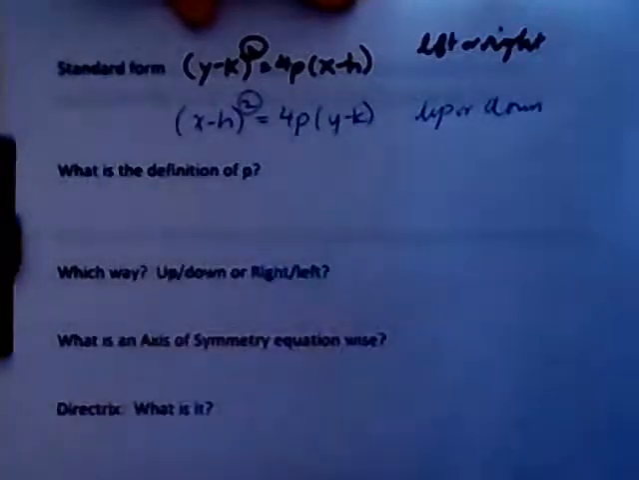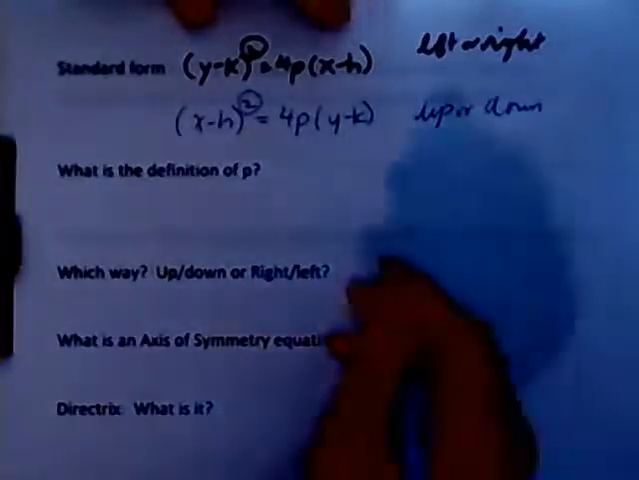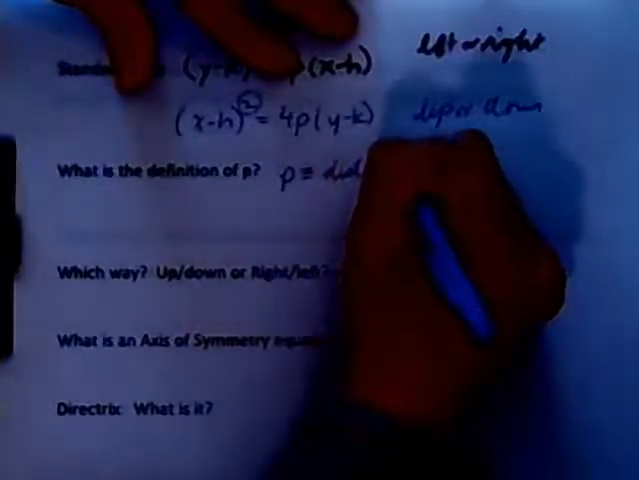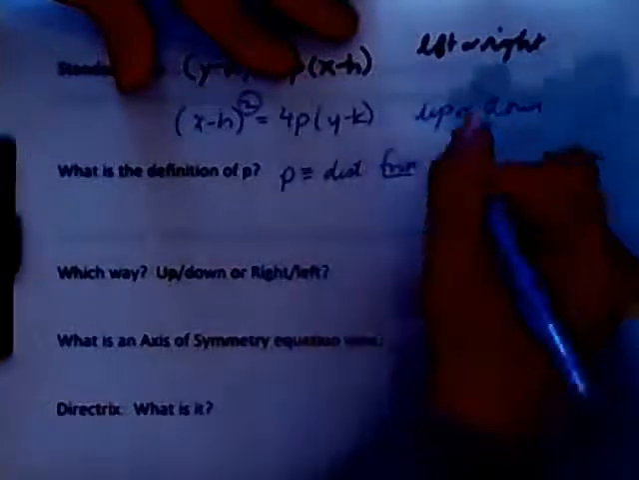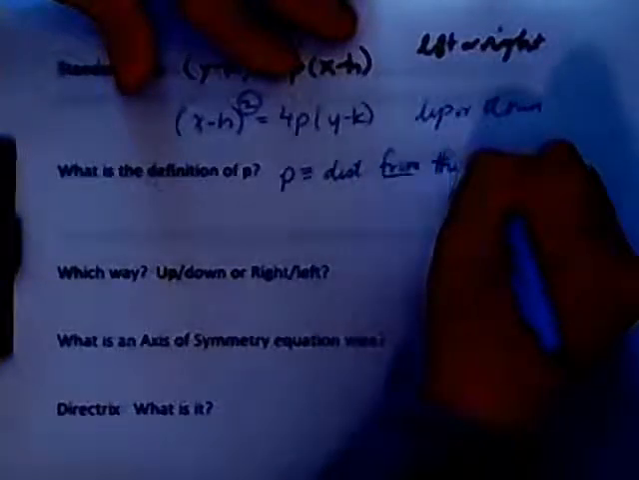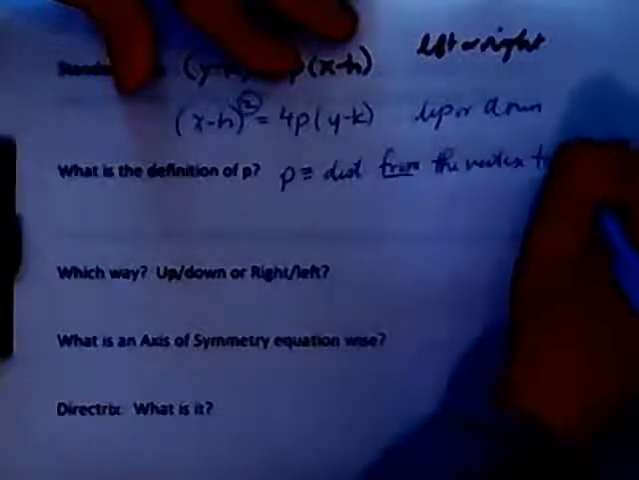Okay. So we talked about the definition of p a little bit. We said it right over here a little bit earlier. It's the distance from the vertex to the focal point. So p is defined as the distance from the vertex to the focal point.